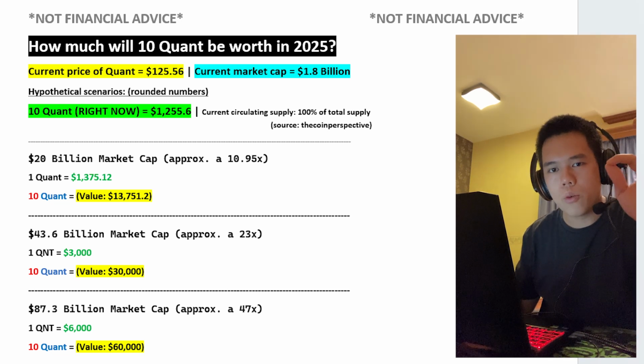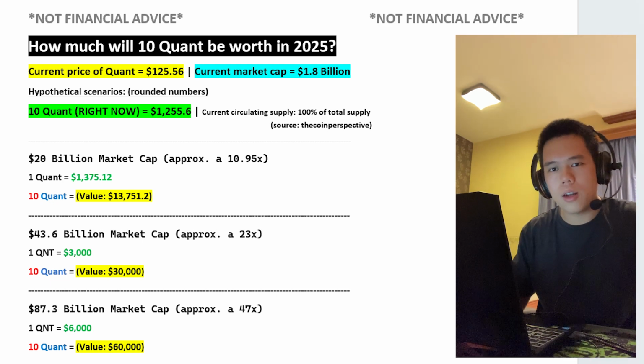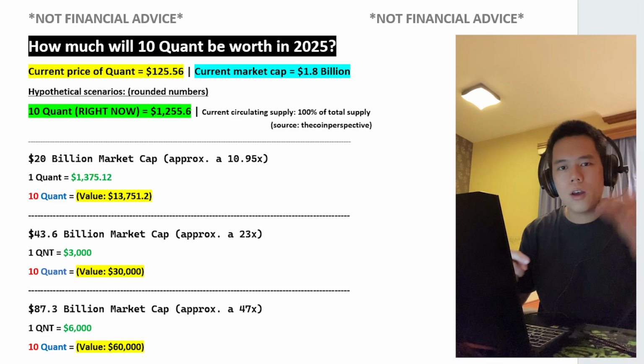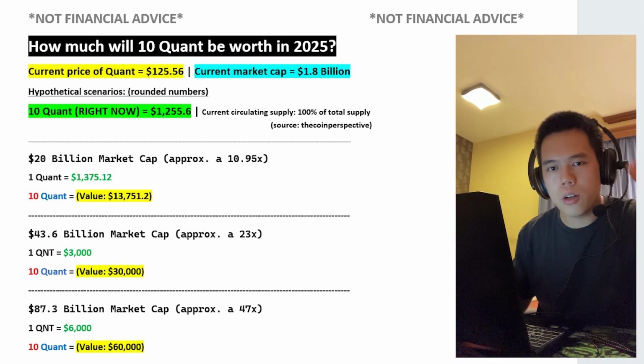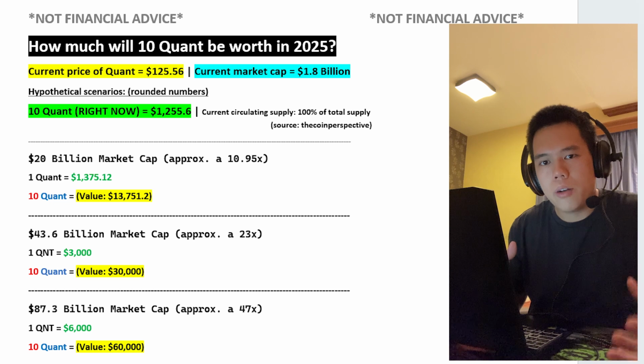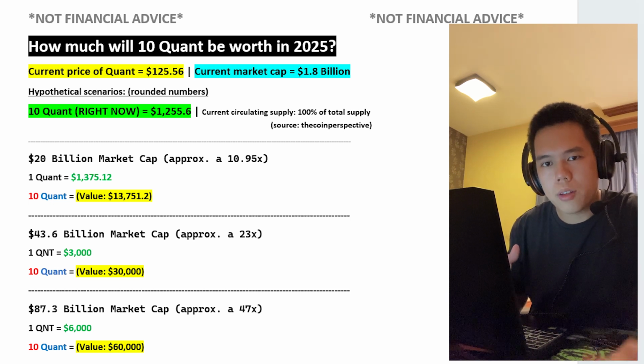the next bull run were to reach a $20 billion market cap, they would have managed to turn their $1,255 investment into over $13,750. I mean, that right there is over a 10x. That's insane. And personally speaking, do I think Quant can reach a $20 billion market cap during the next bull run? Yes, I do. And I'll show you why I think so.